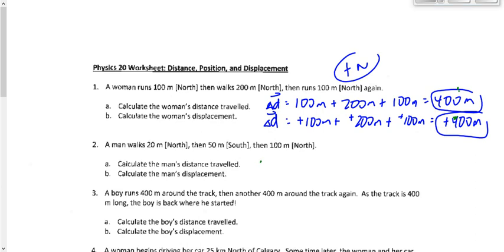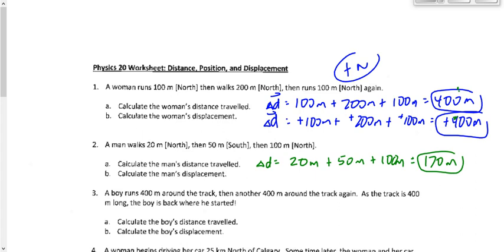So to find the distance traveled, all we're going to do is add them together. We're not going to pay any attention to the north or south here because distance is a scalar. 20 meters to the north plus 50 meters to the south plus 100 meters to the north gives me a total distance traveled of 170 meters. Does that make sense? 170 meters there? For distance, right? For distance traveled.